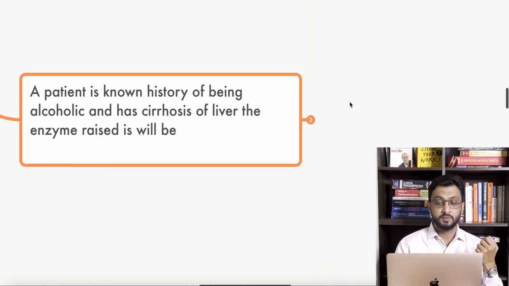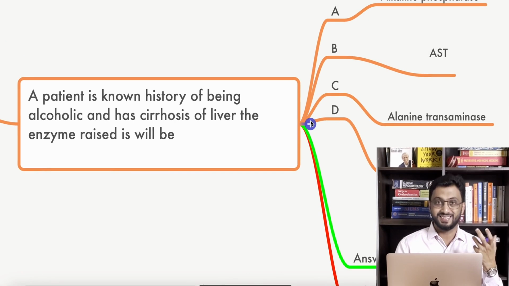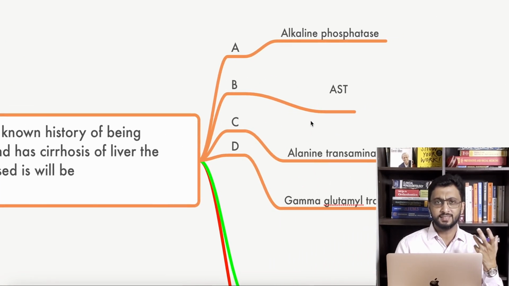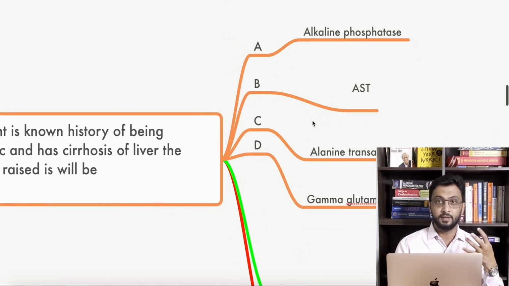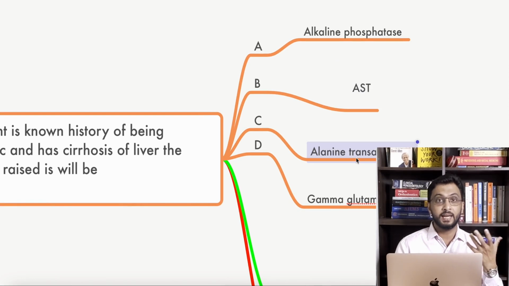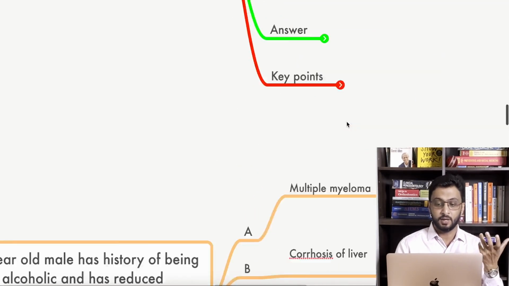So, one option we didn't discuss. Here it is, which is the enzyme being raised. Again, alkaline phosphatase, is it? Are both questions the same? Alkaline phosphatase here, is it alkaline phosphatase itself, or is it AST, or ALT, or gamma glutamyl transferase? We'll come to that.